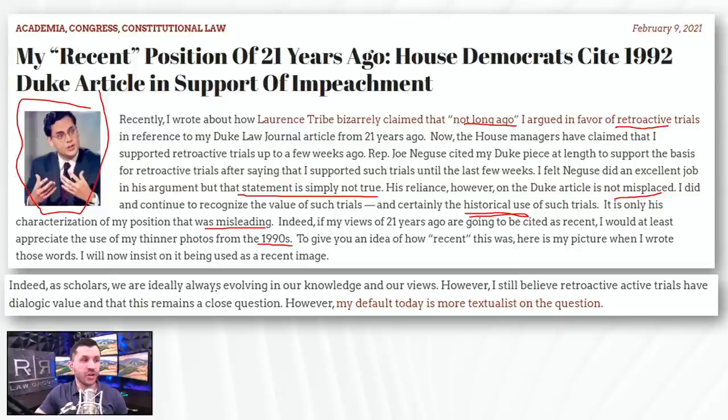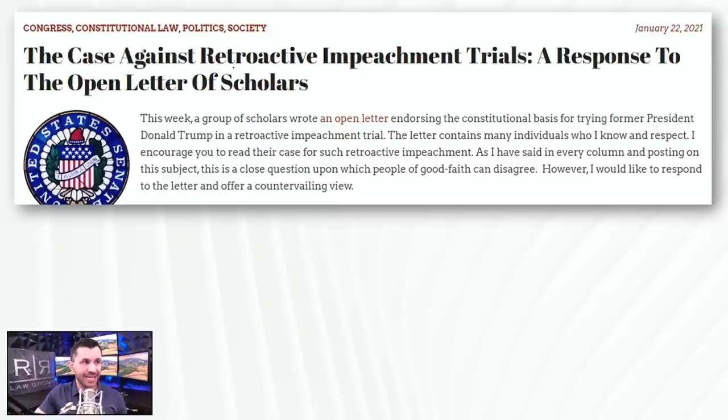Indeed, as scholars, we are ideally always evolving our knowledge and our views. However, I still believe the retroactive trials question has dialogic value, and this remains a close question. My default today is more textualist on the question. And so he's not really getting to this, but if you click that link, it will take you to this article. And he says the case against retroactive impeachment trials, a response to the open letter of the scholars. A lot of other people endorsed the constitutional basis for trying President Trump, but the letter contains many individuals I know and respect.